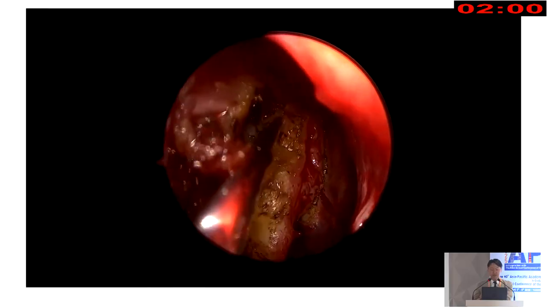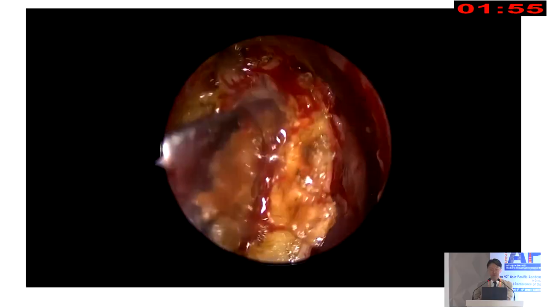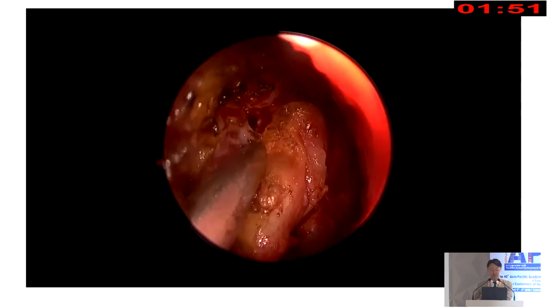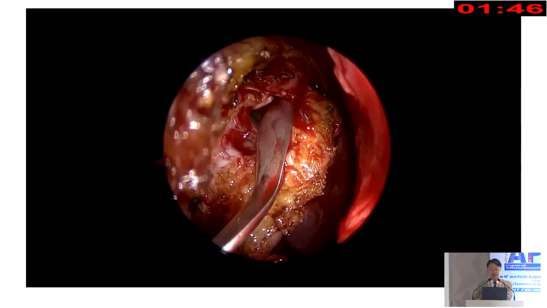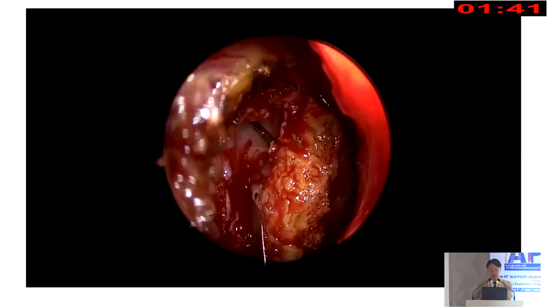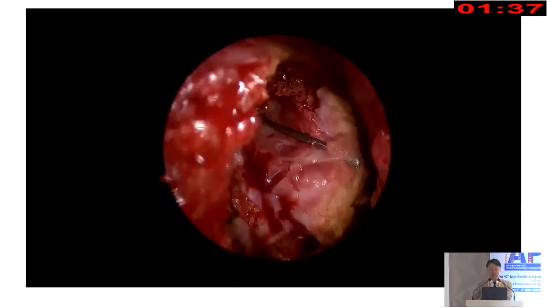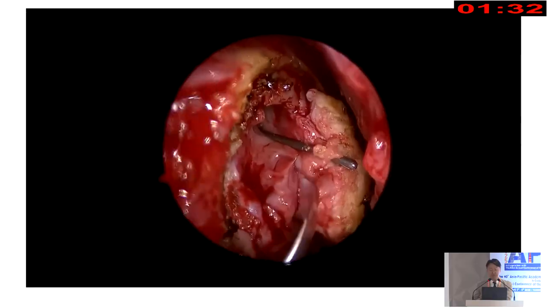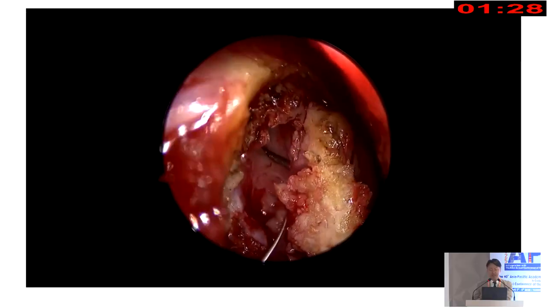Using a Freer elevator, the nasal mucosa is raised to expose the inside of the lacrimal sac. While the lacrimal sac is tented using a probe, a keratome is used to make a vertical incision. You can see enough healthy mucosa inside of the lacrimal sac. Using a blade and ethmoid forceps, the thick synechiae is removed.